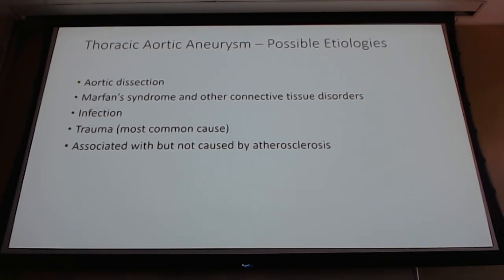All right. Now let's switch up to thoracic. Possible etiologies of thoracic aortic aneurysms: you can have aortic dissections, where there's a disruption within one of the layers of your aorta, causing a dissection. Marfan syndrome, connective tissue disorders, infection, and trauma is the most likely cause. It's associated with but not caused by atherosclerosis, unlike the abdominal aorta. It doesn't help it. It's just associated with it. It doesn't necessarily increase risk.